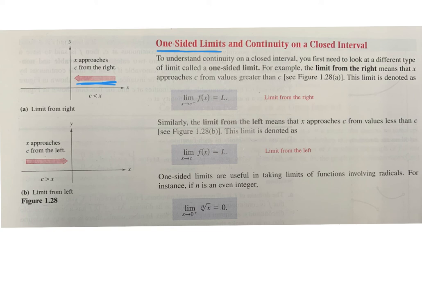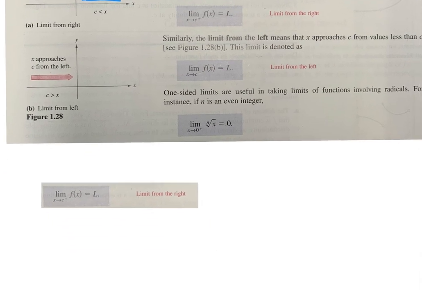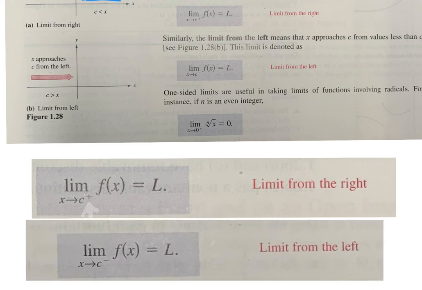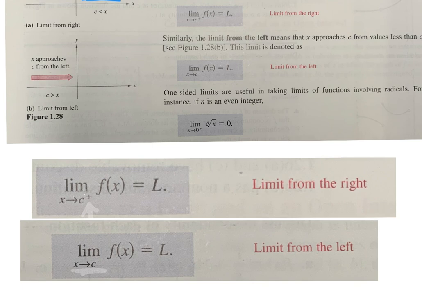It's hard to see right here, so I'm going to make it a little bigger. All right, so we have this approaches from the right. It's going to look like this. You're going to see the little plus sign right there. That means from the right-hand side, is it continuous and is it approaching something? Okay? And then the same thing's going to be true of a left-handed limit. It is going to look like that, but with a minus sign. You're going to see that same limit notation, but then you're going to see this little minus sign right here. And that means from the left-hand side.